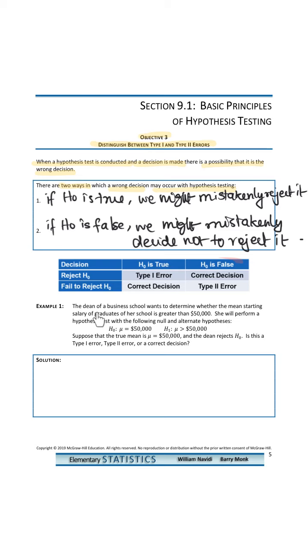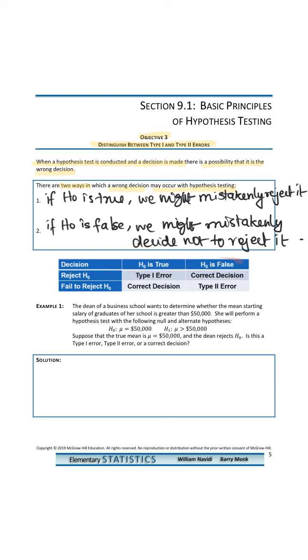So let's look at this example. The Dean of the Business School wants to determine whether the mean starting salary of graduates of their school is greater than 50,000. She will perform a hypothesis test with the following null and alternate hypotheses. The null hypothesis is mu equals 50,000 and the alternate hypothesis is mu greater than 50,000. Suppose that the true mean is 50,000 and the dean rejects the null hypothesis. Is this a type 1, type 2 or correct decision?